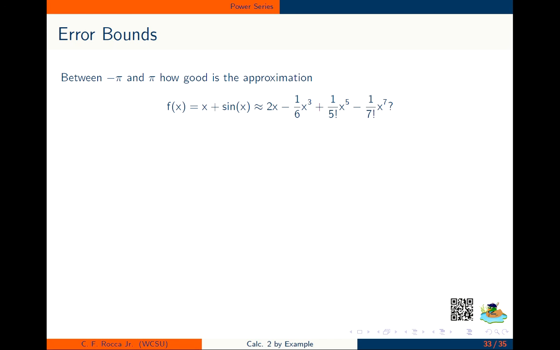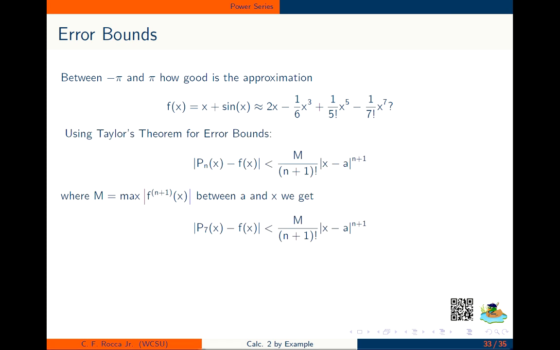So to answer this question, to sort of get a solid number on how good this approximation is, we're going to use Taylor's theorem for error bounds. All right. Taylor's theorem says that the absolute value of the polynomial minus the actual function, so this is the error, this is the difference between our function and the polynomial we're using to approximate the function, is less than this funny little equation.